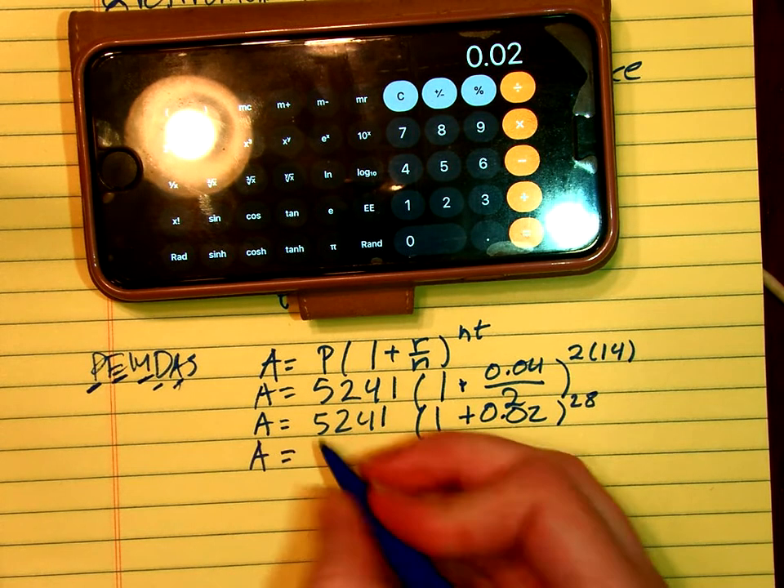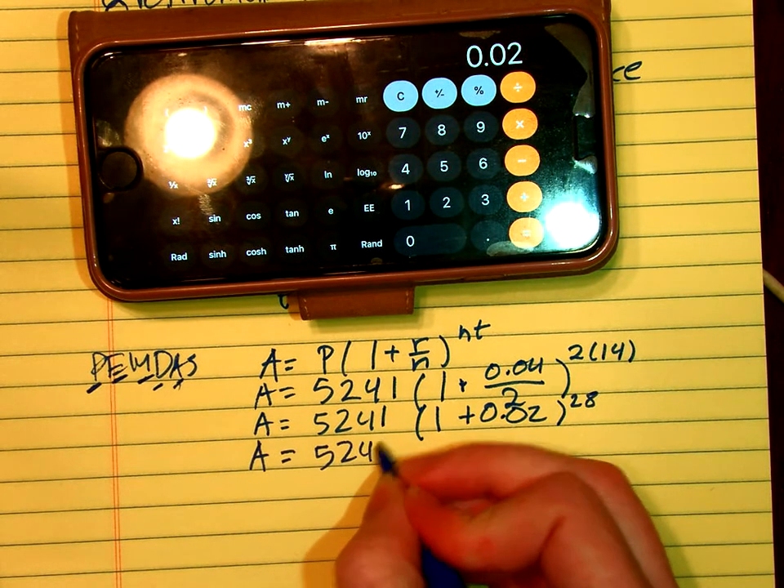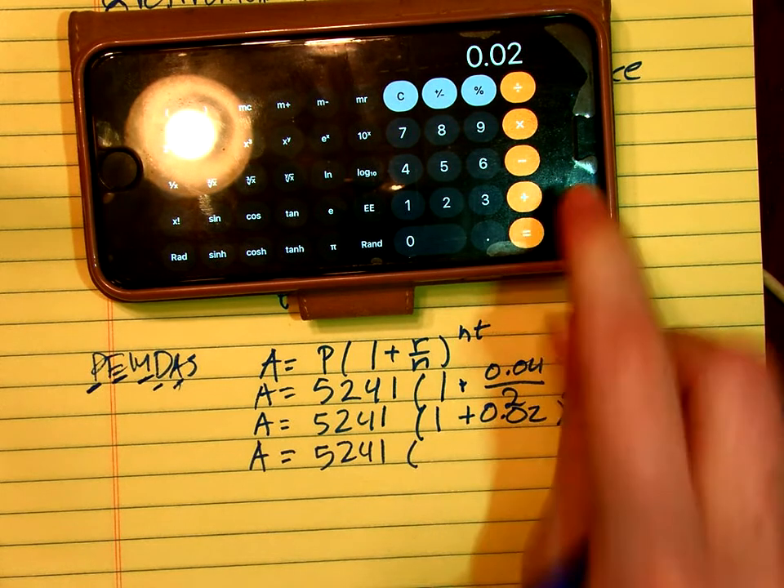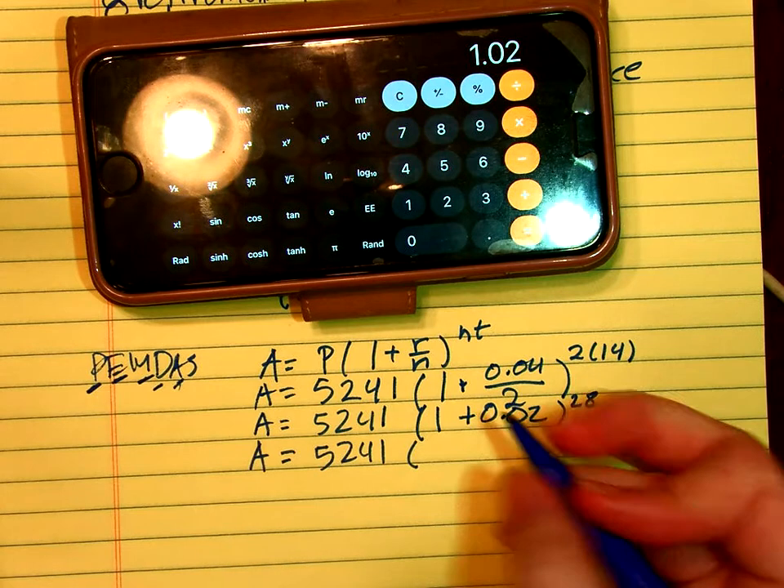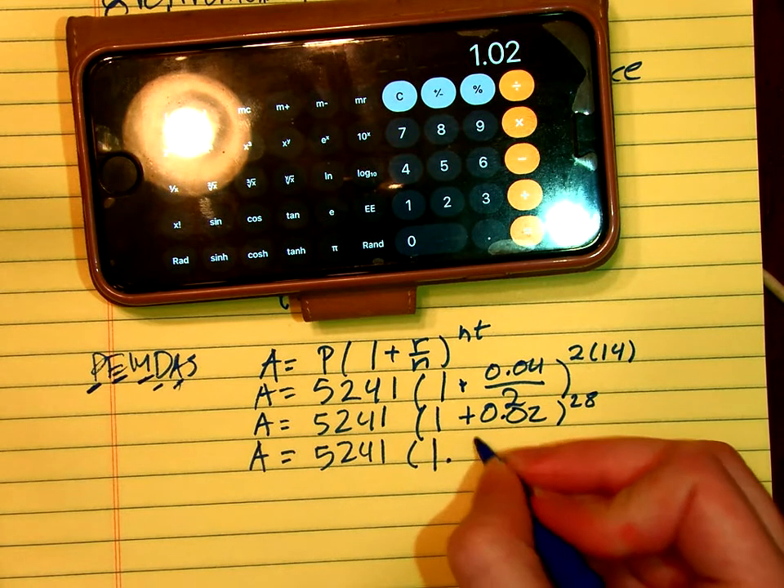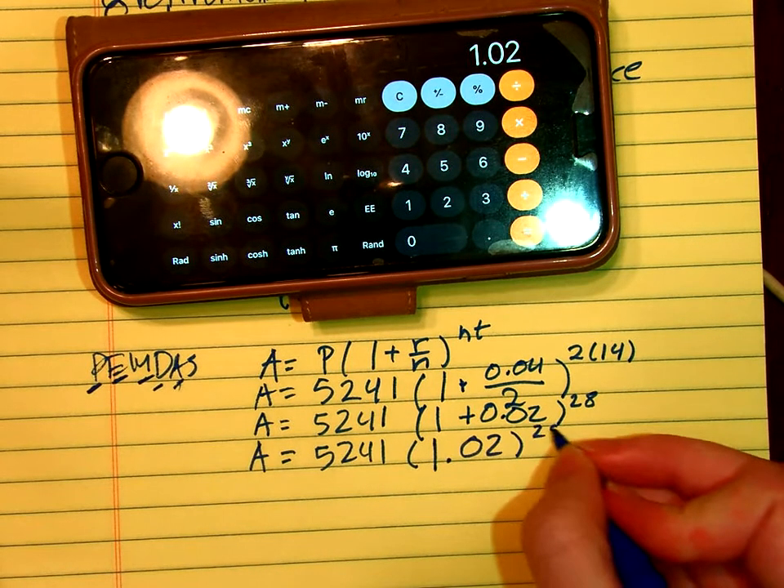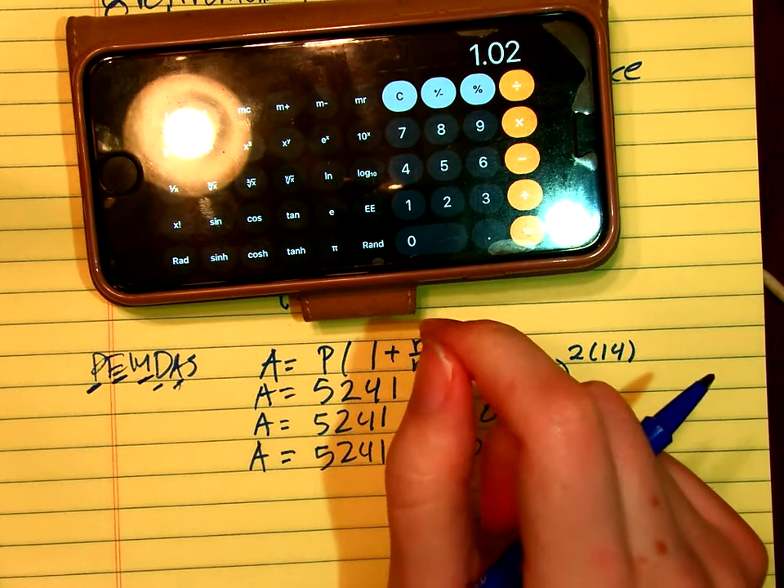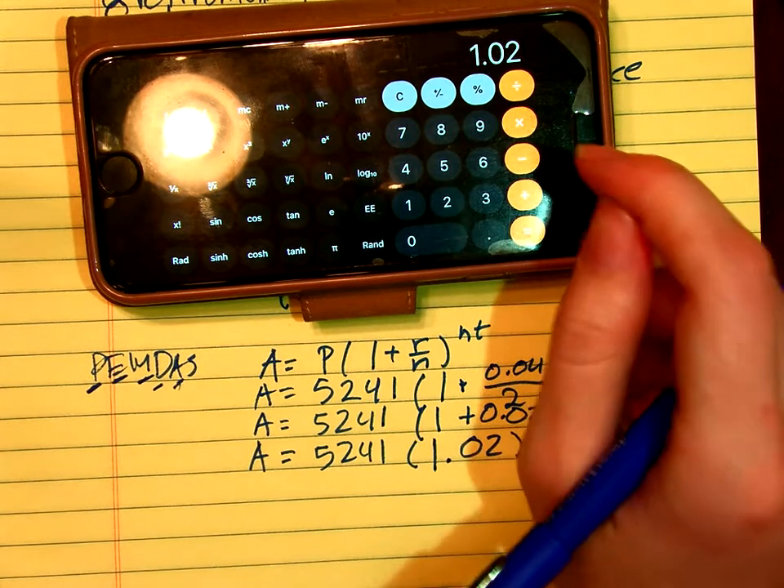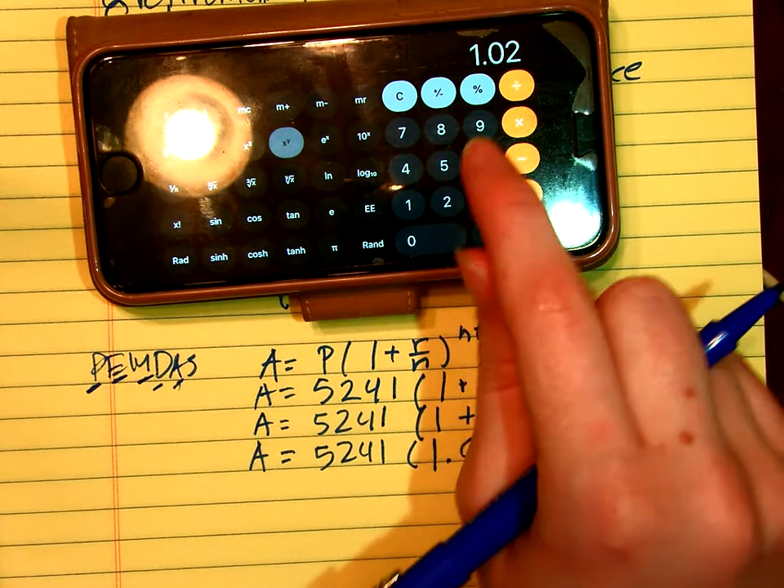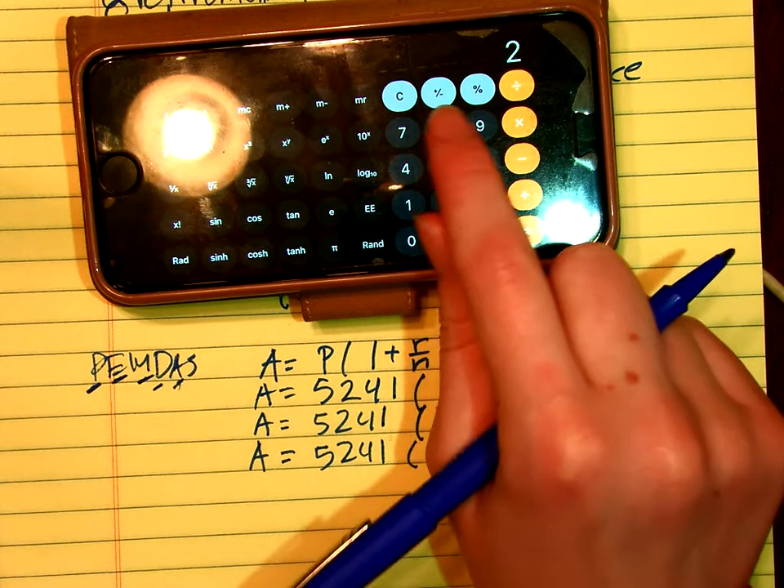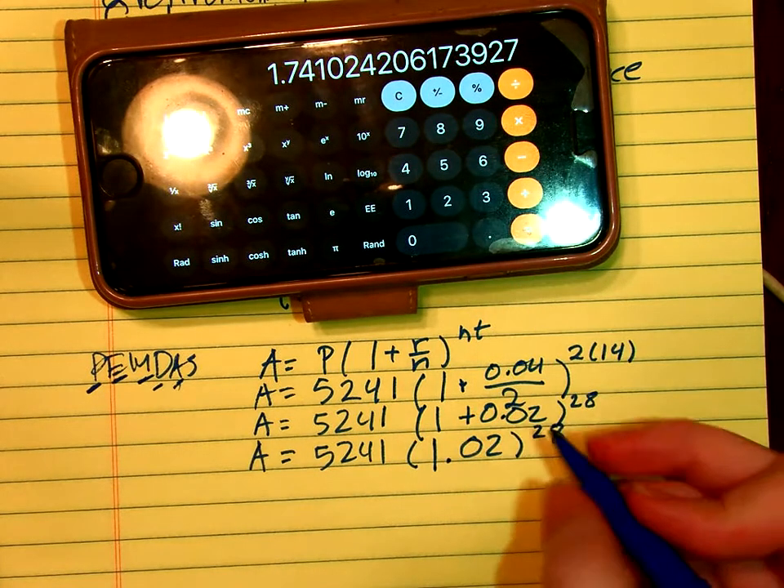So then the amount is 5,241 times, really you should be able to add 1 to this in your head, but if you can't, I promise you it's 1.02 to the 28. And so now in order to take that to the 28th power, you're going to go ahead and press this button, then press 28 equals.